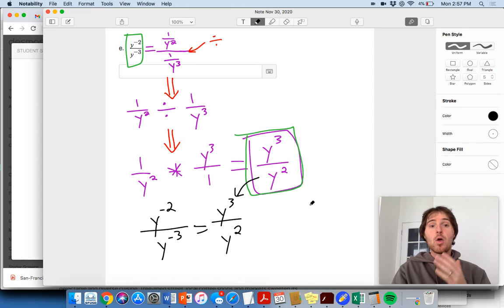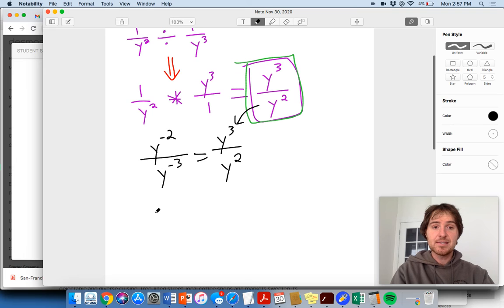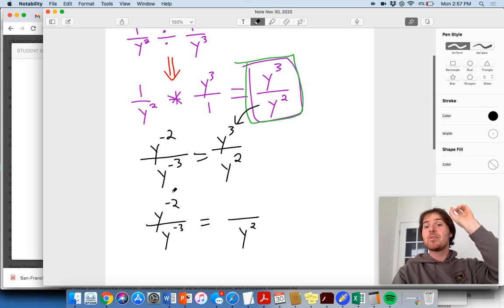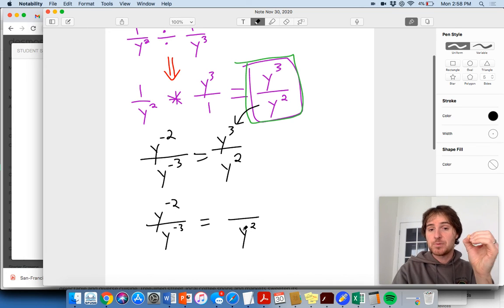Okay, what happens? Well, what happened was we simply took y to the negative 2 power. That's the same as 1 over y squared, right? So when you have a negative exponent in a numerator, say it's just a whole number or a whole expression and there's no fraction, you just take that negative exponent, move it to the denominator, and make the exponent positive.